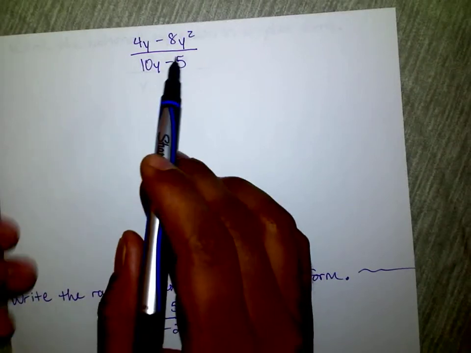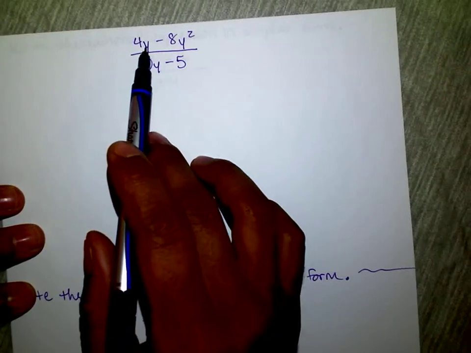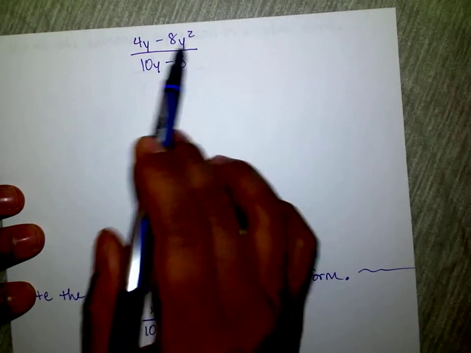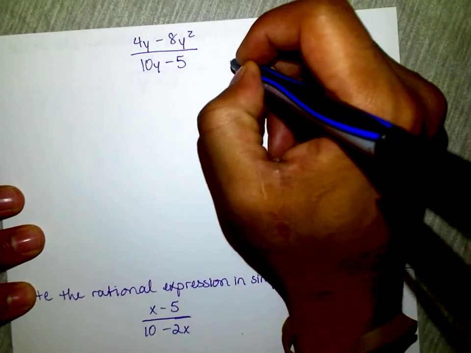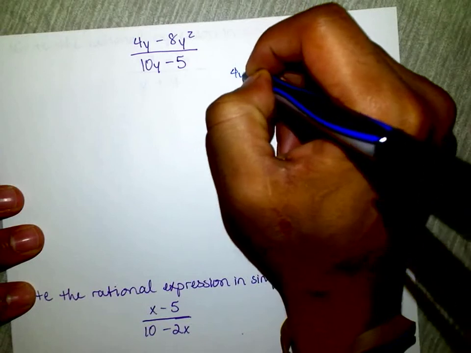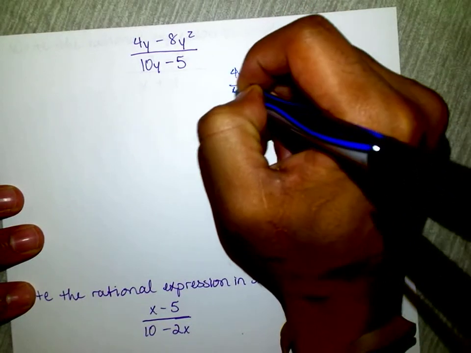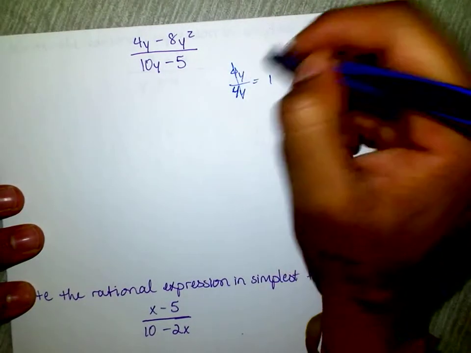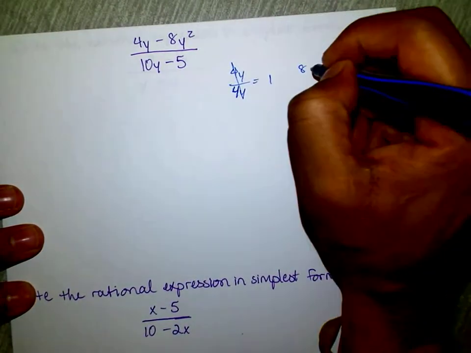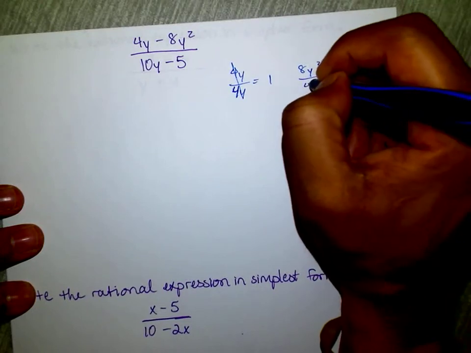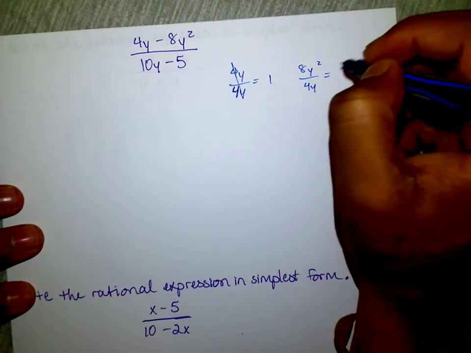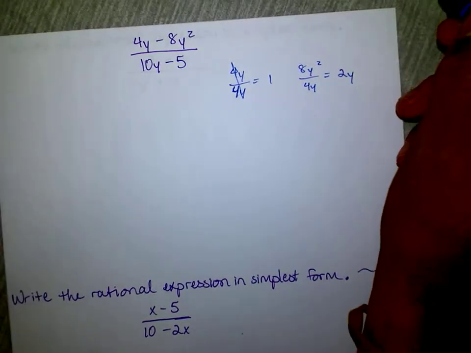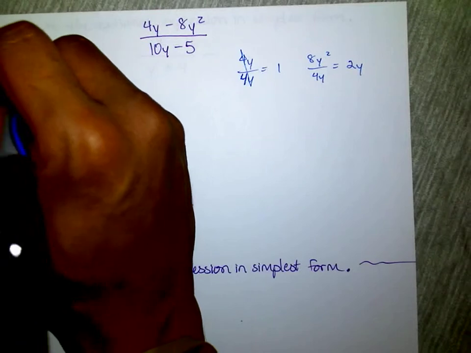Now, on the top, I can pull out a 4y squared. That's the greatest common factor between those. Well, not squared, but just a 4y. So, real quick, if I divide 4y by 4y, that's going to equal 1. And if I divide 8y squared by 4y, that's going to leave me with 2y. So over here, rewrite our problem.